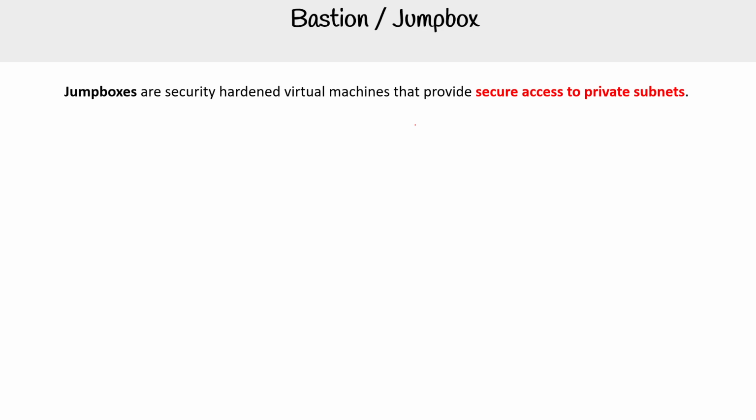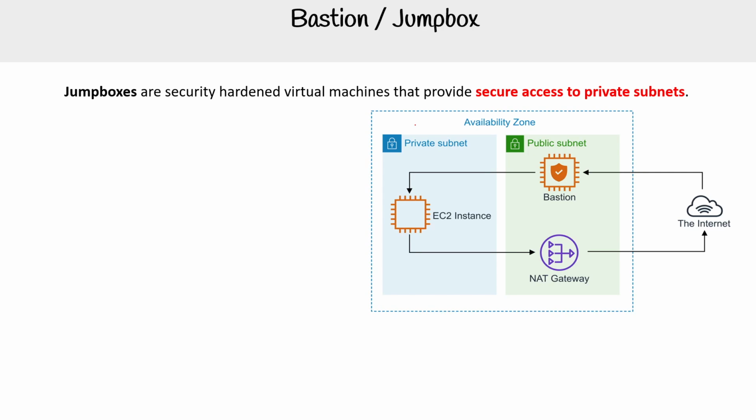Jumpboxes are security hardened virtual machines that provide secure access to private subnets. This sounds very similar to the AWS Client VPN, and it kind of is, but it's a little bit different. The idea is that instead of you allowing a secure connection that is verified on your machine, you have this connection that you don't necessarily trust, and it's the responsibility of this virtual machine to do the security hardening before you establish a connection.